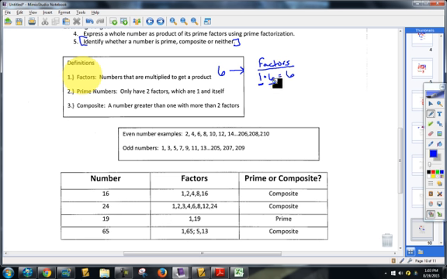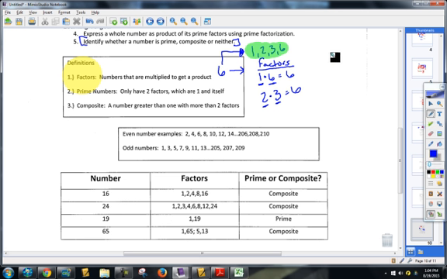Okay? 1 and the number itself are always going to be factors of the number. But also, you can do 2 times 3 and you can get 6. So right there, I know those are my factors. So the number 6, if I asked you to list out the factors of 6, you would say 1, 2, 3, and 6. Okay? Hopefully you understand that. Those are the numbers that multiply together to get you 6.